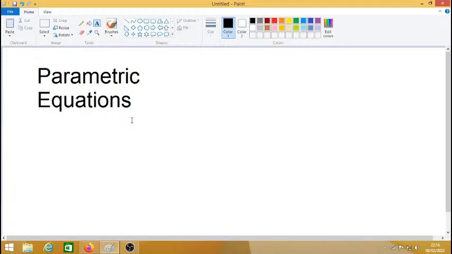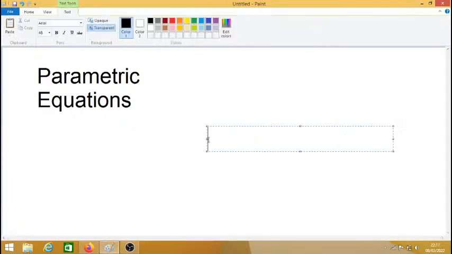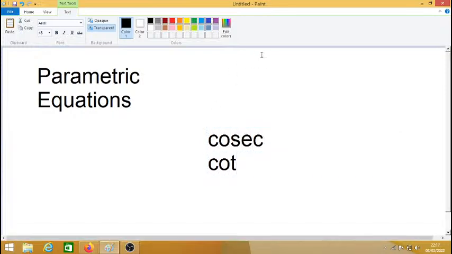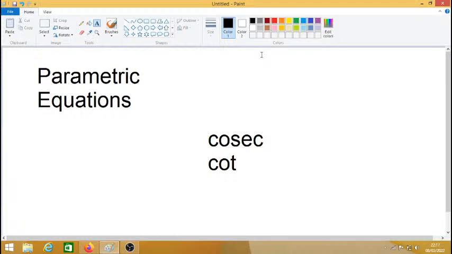We are looking at the chapter of parametric equations, and today we're going to have a pair of equations involving cosec and cot. So try to just remember, see if you can remember before I write it on the screen. What is the identity that you covered in an earlier chapter to do with cosec and cot?